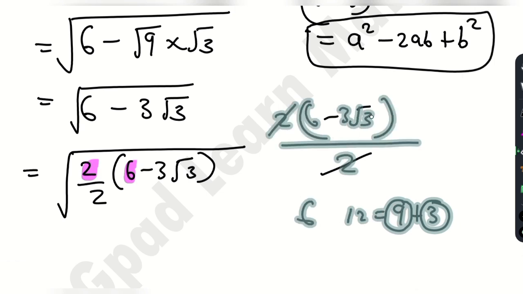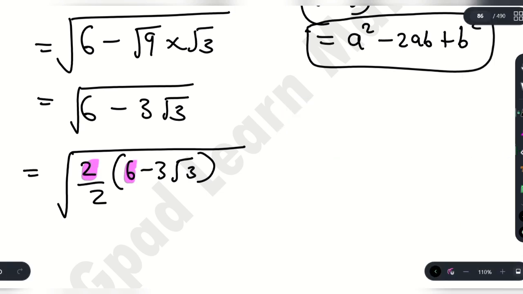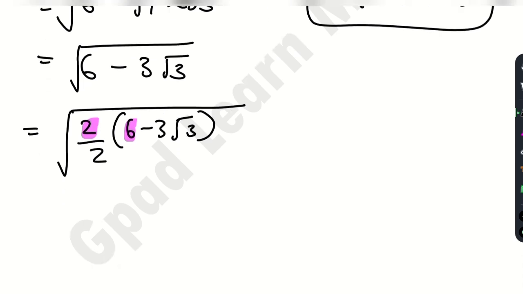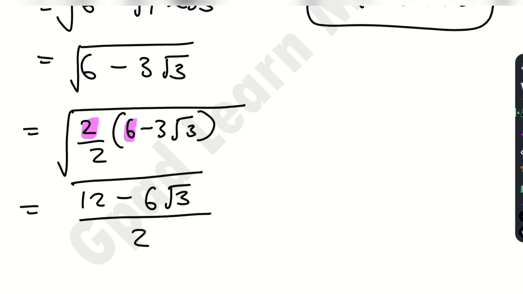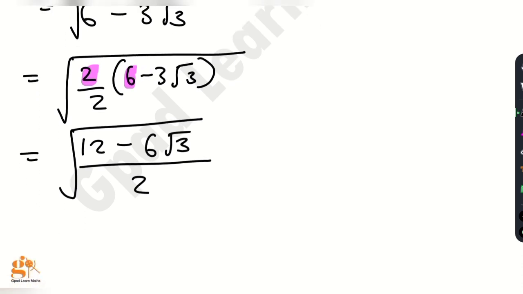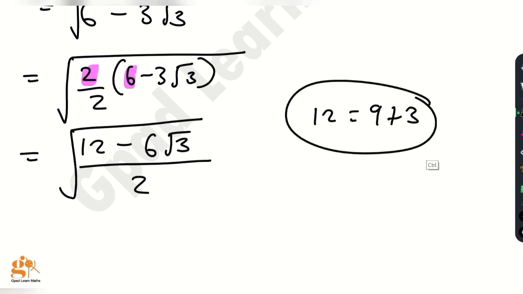Are you ready for this? Let's do this together. So this 2 is going to multiply everything you have in the bracket, and I'm going to have what? 2 times 6 is 12, then minus 2 times 3 root 3 is what? The 2 will multiply the 3, giving you 6 root 3, all divided by 2. But we still have the square root on it like this. Okay, we are getting somewhere. So I'm going to express 12 as 9 plus 3, like I told you earlier. So let's quickly do that. Now this is going to be what?